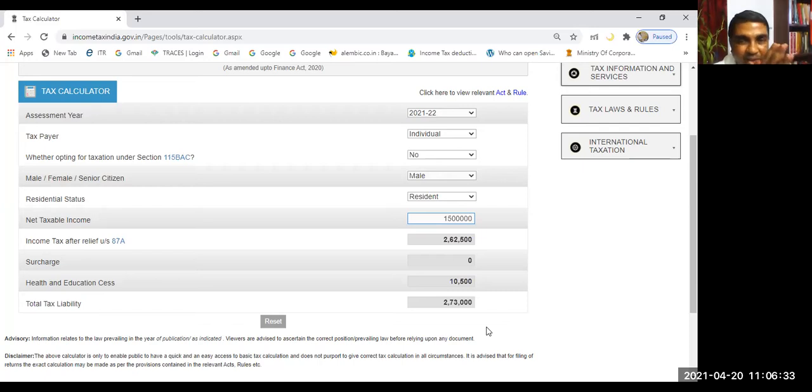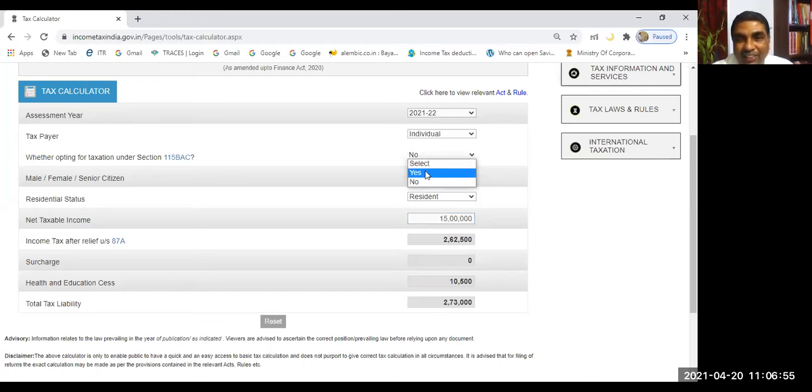Okay. So one can think of a simple tax planning. Let us say all these things are there. The tax liability is this one. Suppose one opts for section 115BAC, what is the tax liability? One can also calculate. That is also tax planning, whether you should opt for this section or not. So here you see 2,73,000 is the liability.